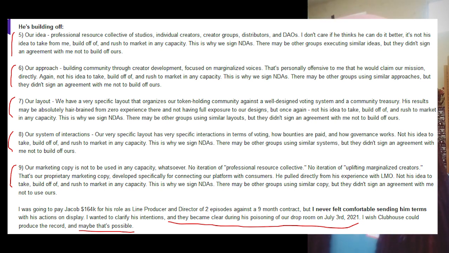This is why we sign NDAs. There may be other groups using similar approaches, but they didn't sign an agreement with me not to build off ours. And additionally, the self-titled architect also stole that messaging after we brought that messaging into the sector in May and June of 2021.